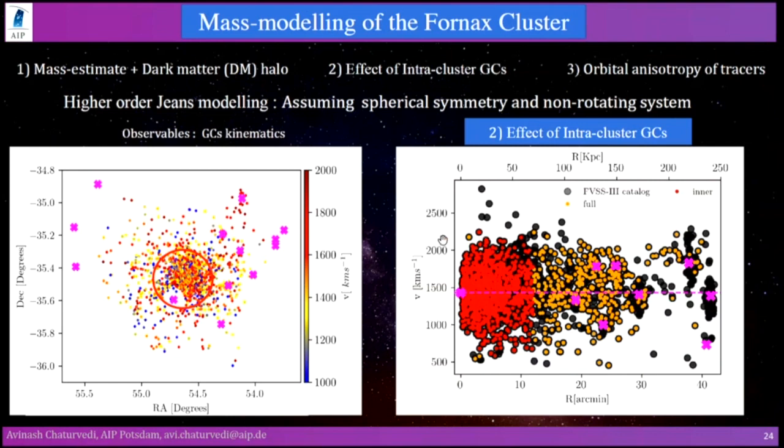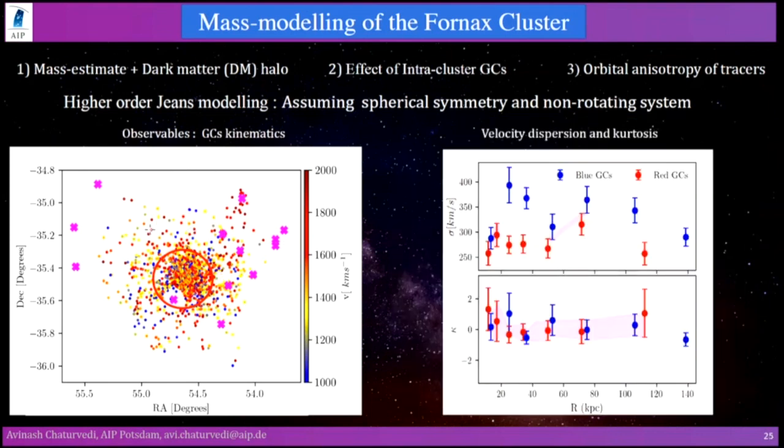These are these globular clusters and the full sample. And I performed the mass modeling using these two subsamples to see how much the mass profile differs. And what we actually model, from these globular cluster radial velocities, you can get the velocity dispersion, and this we can model. And what you see here, the blue one is basically the velocity dispersion of blue globular clusters, and this is the red one.